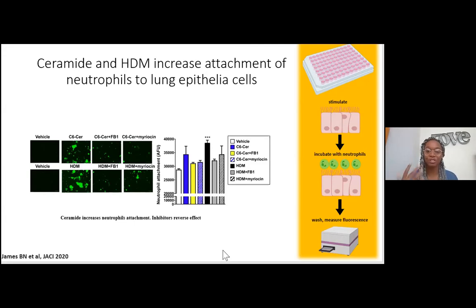And so our results showed that both ceramide and house dust mite stimulated epithelial cells had increased neutrophil attachment. And this effect was reversed when you introduce the ceramide inhibitors, fumonisin B1 and myriocin. So this data further supports the relationship between ceramide and neutrophilia, but also suggests that lung epithelial cells can be an important player as well in this story.